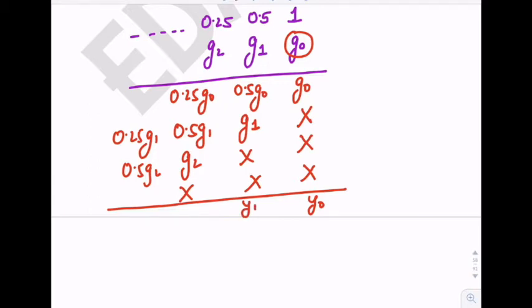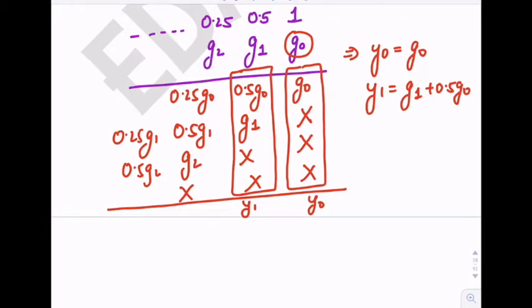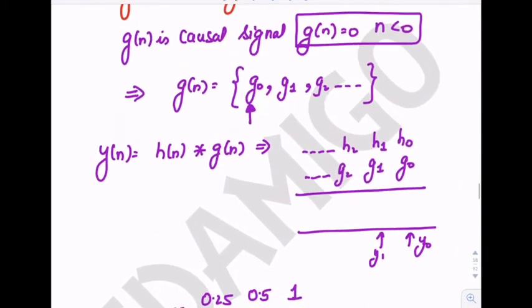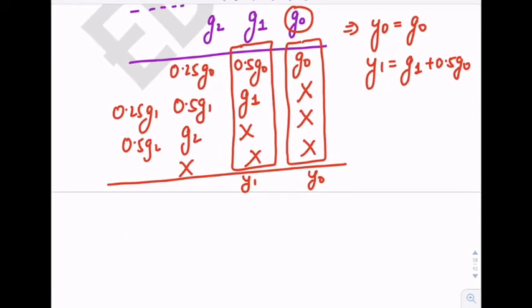Since in these columns all the other terms will be cross, we can say that y0 is equal to g0 and y1 is equal to g1 plus 0.5 g0. Now there is information given in the question that y0 is 1 and y1 is half. So y0 is equal to g0 is equal to 1. This implies g0 is equal to 1.